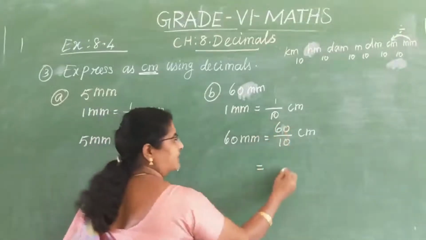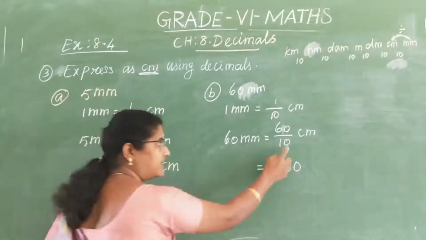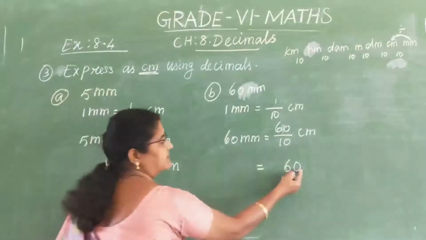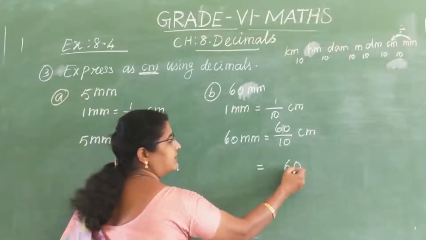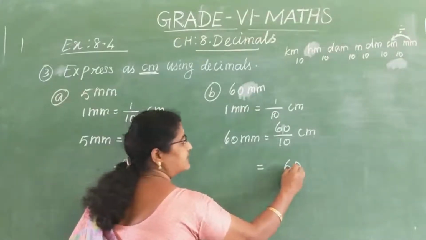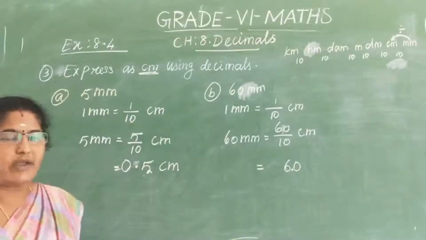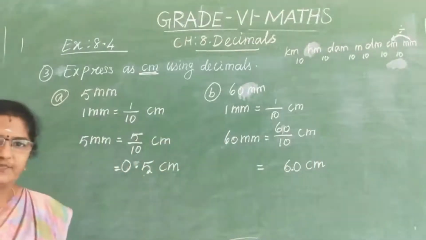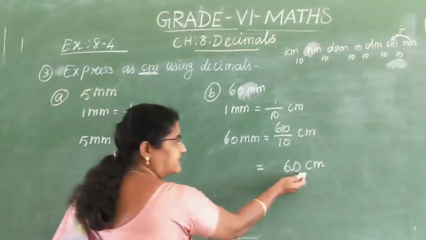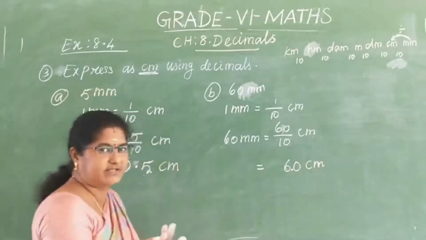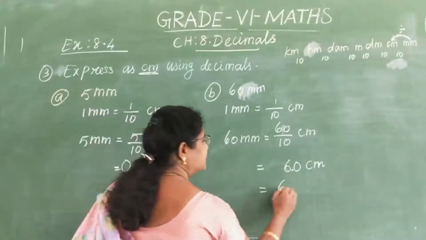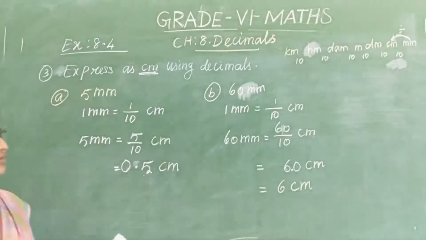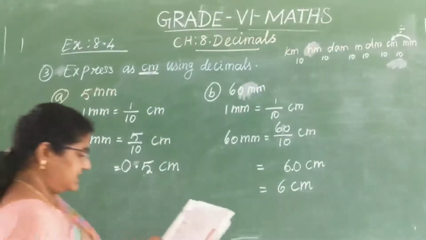Whatever it is in the numerator, write this. Then how many zeros here? 1 zero. So you keep the point before 1 digit. Here, before 1 digit. This is 1 digit, before 1 digit we have to keep. So 6.0 centimeter. That means 6 centimeter. Is it? The 0, point 0. After the point, 0 has no value. We can write this as 6 centimeter. Clear? Likewise, next equation.